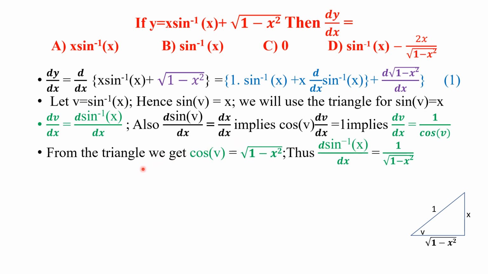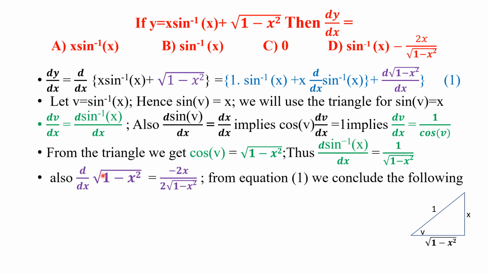The derivative of the second term, d by dx of square root of 1 minus x squared, equals negative 2x divided by 2 multiplied by square root of 1 minus x squared. From equation 1, we can conclude the following. Remember, I said equation 1 is important, so let's go term by term. The first term, 1 multiplied by sine inverse of x, remains the same. So we're going to go ahead and display the answer.